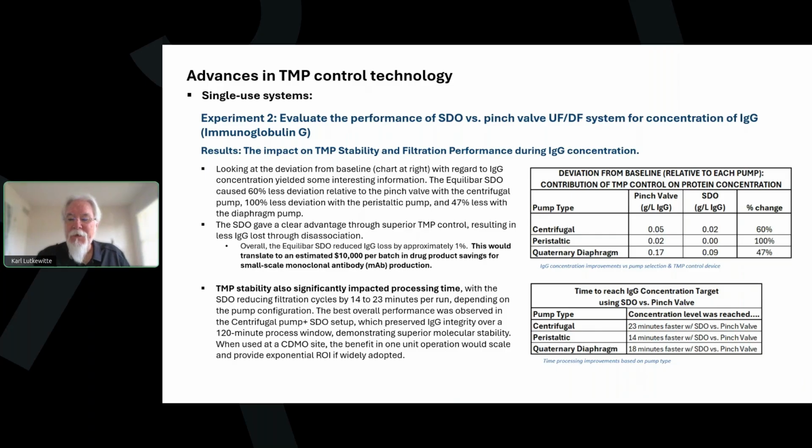1% seems meaningless until you put it in context. A 1% loss of a small scale mAb batch would translate to about a $10,000 revenue loss, to put that in more meaningful terms. And that was impressive to us. It was impressive to the folks at BioX that tested this.